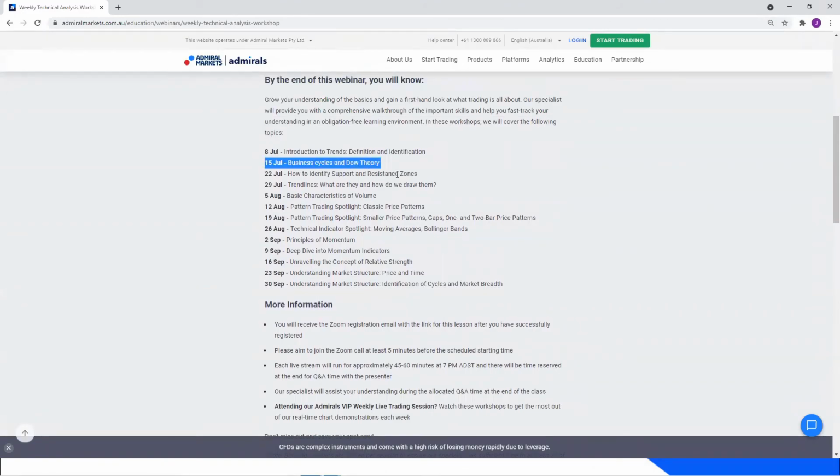Okay. So next week, we're going to be looking at the business cycle, Dow Theory. We're going to tie in a bit more about what we talked about with the wave analysis, uptrend, downtrend sequences. And then we'll go through the resistance, support, trend lines. Take a look, guys, because it's going to cover a lot of different things as we go.